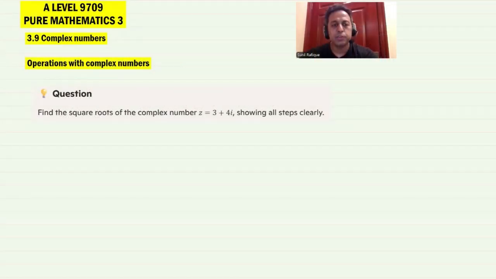All right, this is the question. Find the square roots of the complex number 3 plus 4i, showing all steps clearly. Pause the video and give it a go. Then you can come back and check my work.